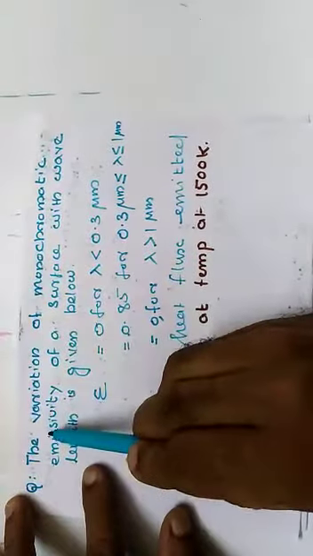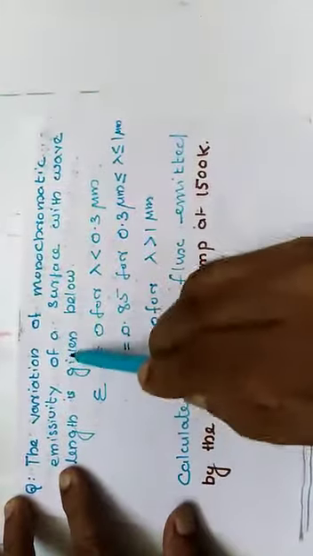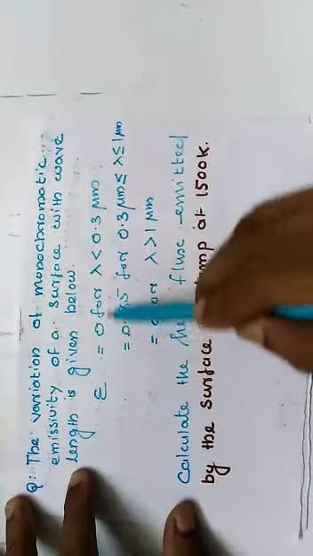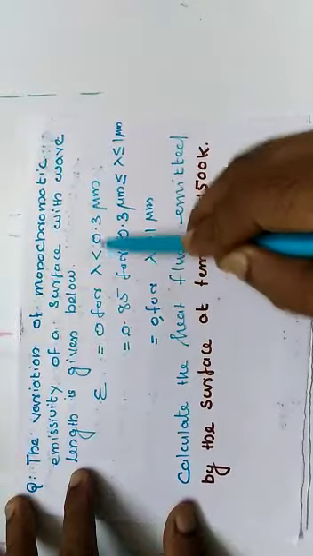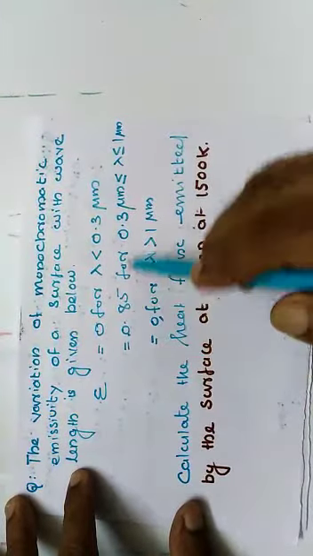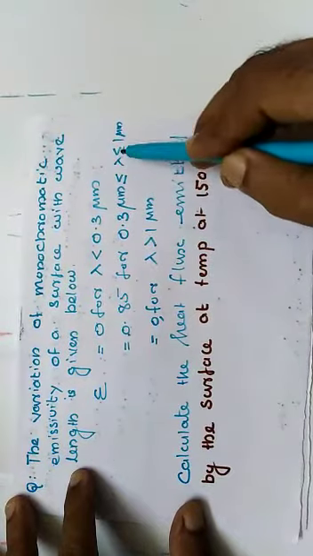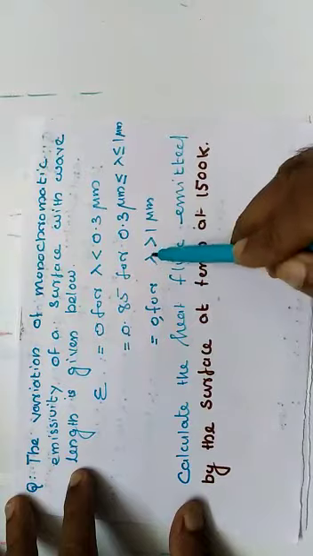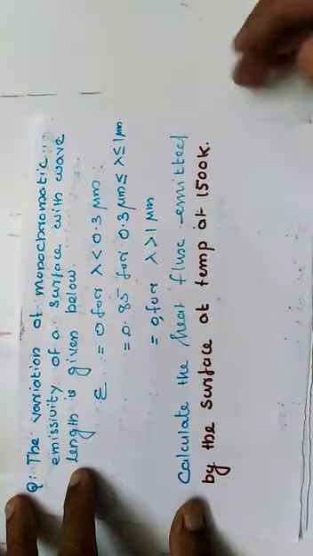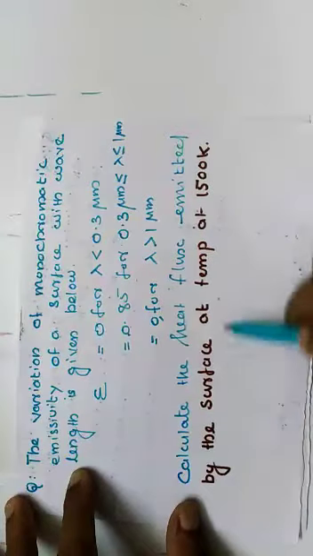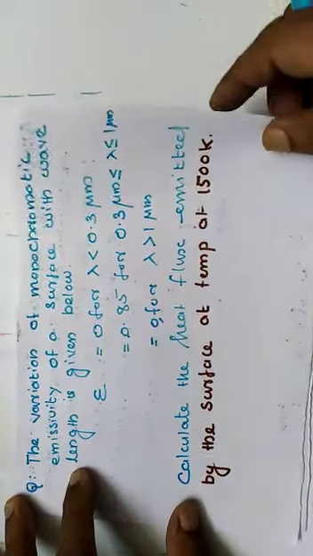Next problem. The variation of monochromatic emissivity of a surface with wavelength is given below. Emissivity equals 0 for wavelength less than 0.3 micrometer. Emissivity equals 0.85 for 0.3 micrometer less than or equal to lambda less than or equal to 1 micrometer. Equal to 0 for lambda greater than 1 micrometer. Calculate the heat flux emitted by the surface at a temperature of 1500 Kelvin.